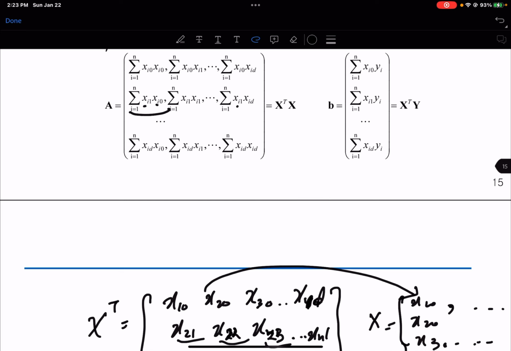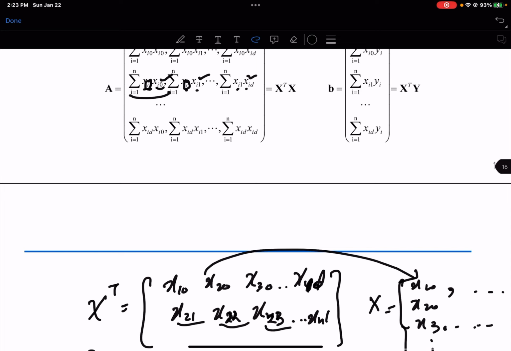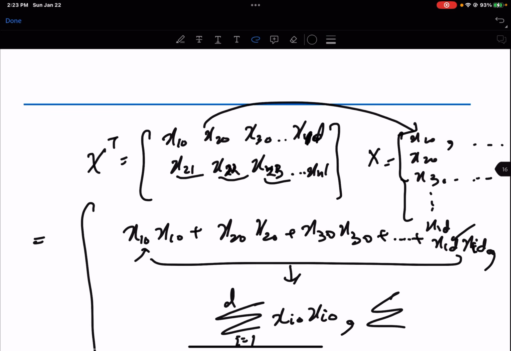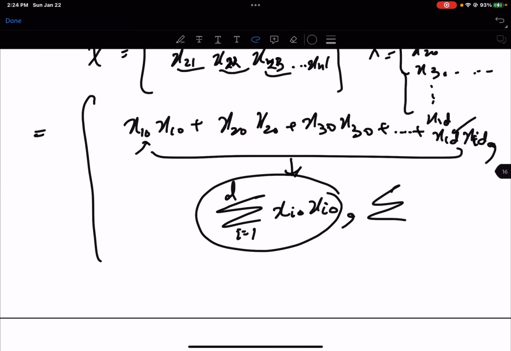This I remains the same, but your second index changes. I1 remains the same. So I0, I1, I2 up to ID. So this is how we can represent it. I have shown you only this term. We can find X transpose X and how we come up with this term.